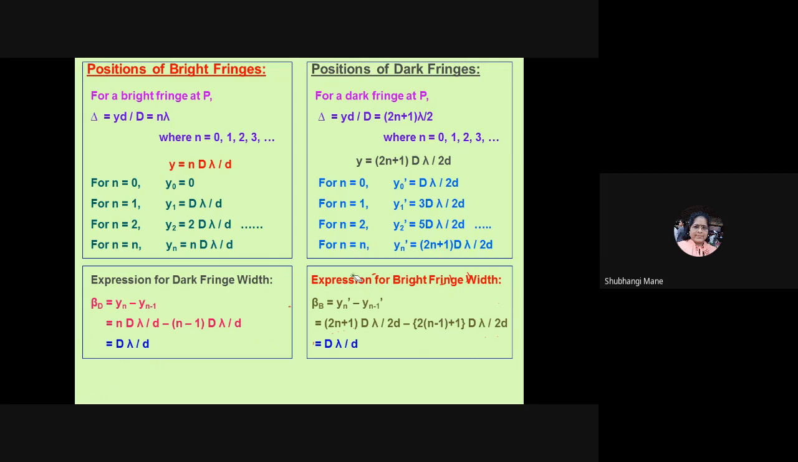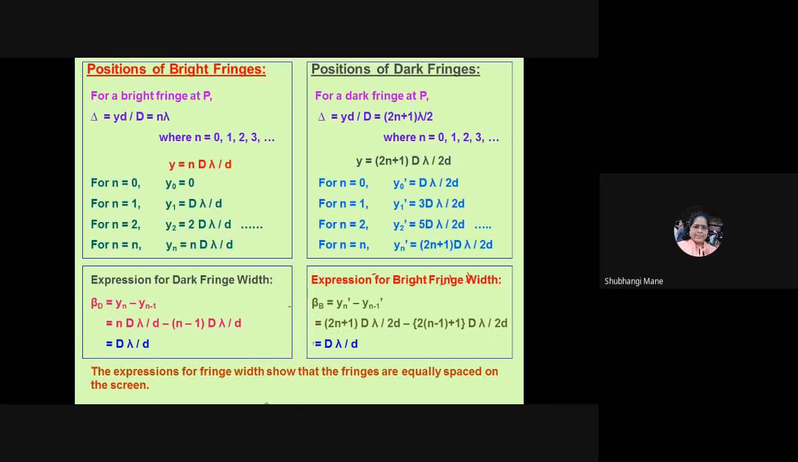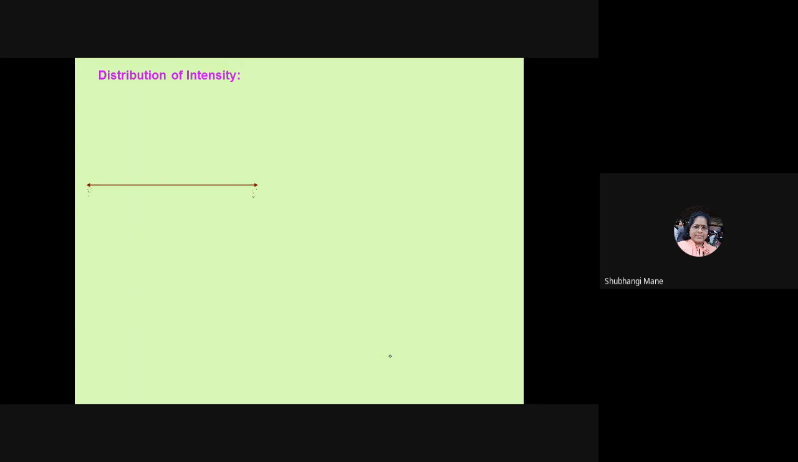Okay, so ultimately you are observing that whether it is the distance between two successive bright fringes or two successive dark fringes, the fringe width is the same. Okay, that is d lambda upon d. This expression for fringe width shows that the fringes are equally spaced on the screen. Next, these expressions also you should remember.